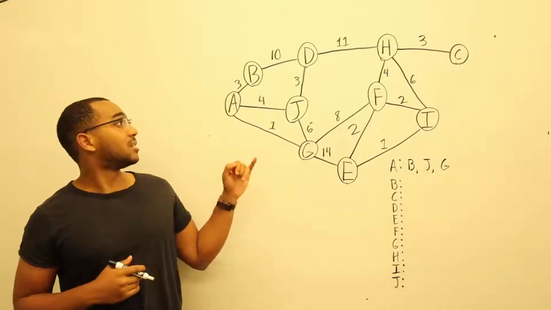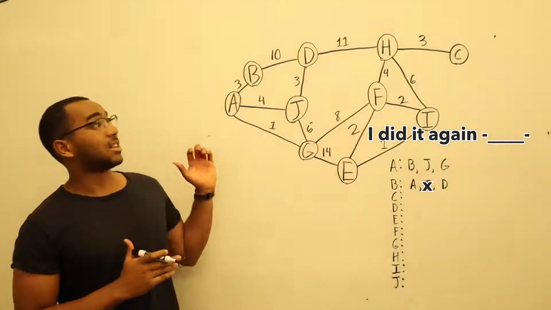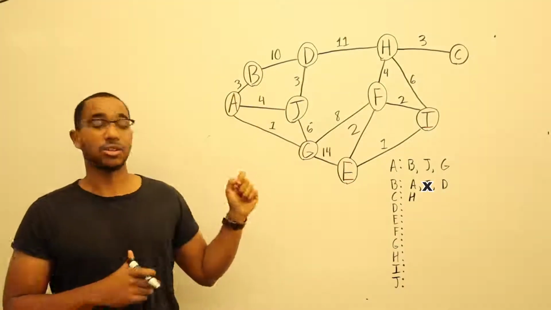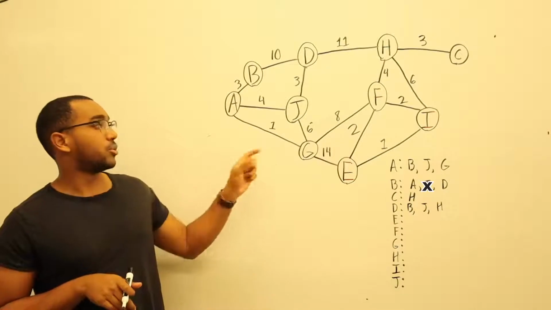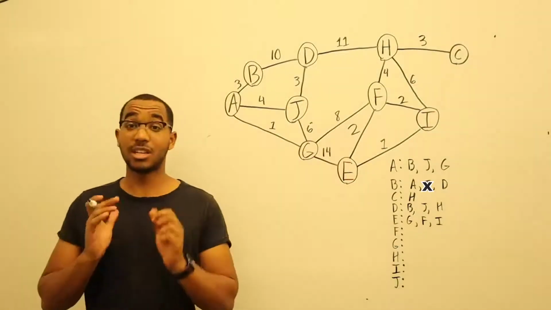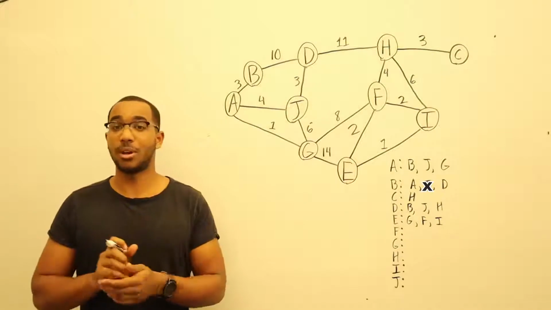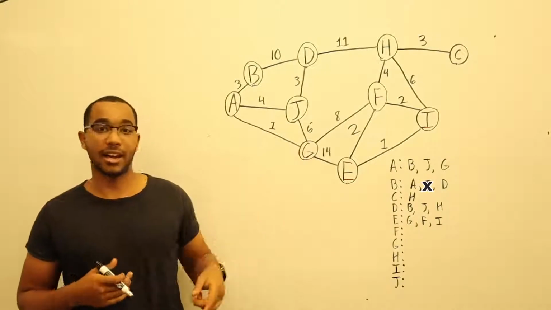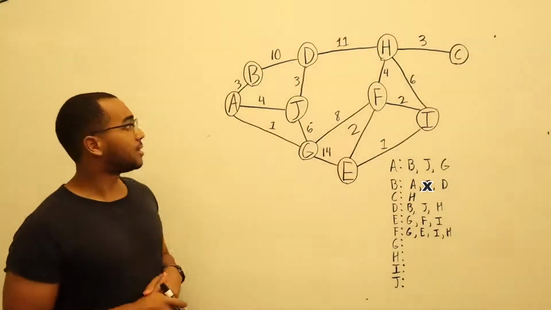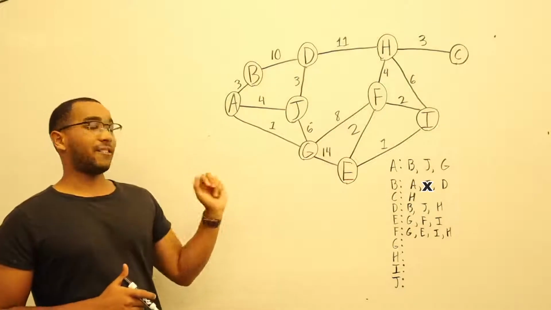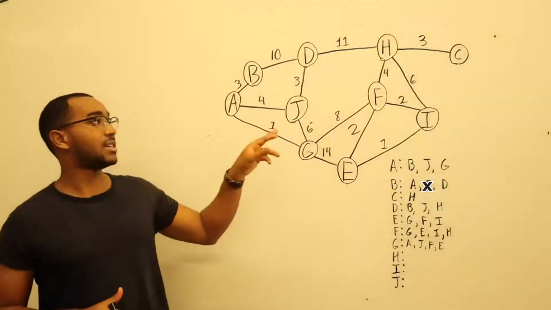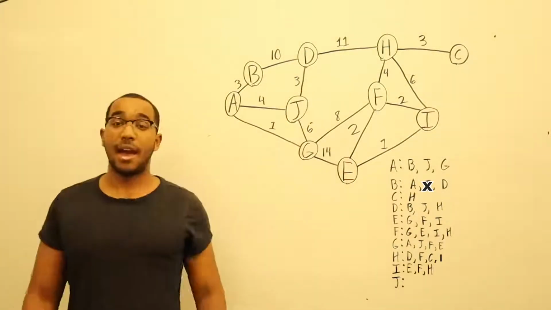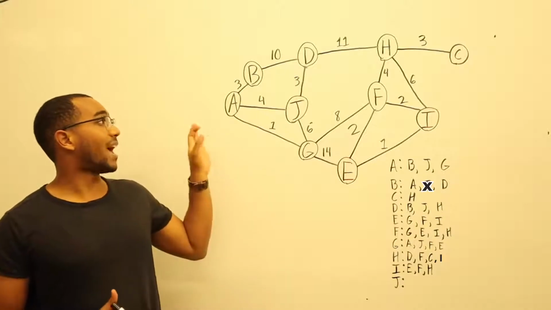B is connected to A, J, and D. And then C is connected to H. And then D is connected to B, J, and H. And then E is connected to G, F, and I. I know this is tedious and it's really basic, but we really have to hammer this home. So F is connected to G, E, I, and H. And then G is connected to J, A, F, and E. And then H is connected to D, F, and C. And then I is connected to E, F, and H. And then finally, J is connected to A, D, and G.